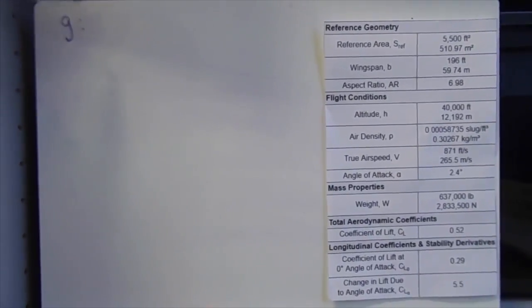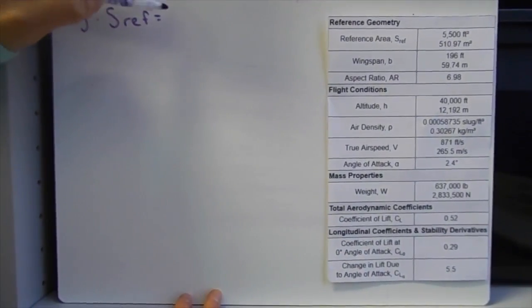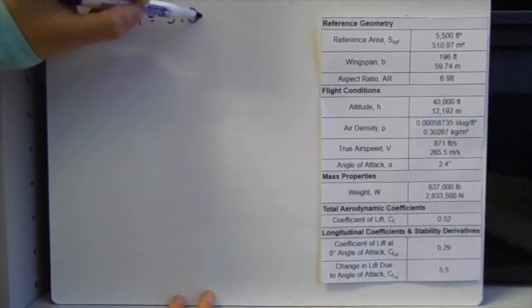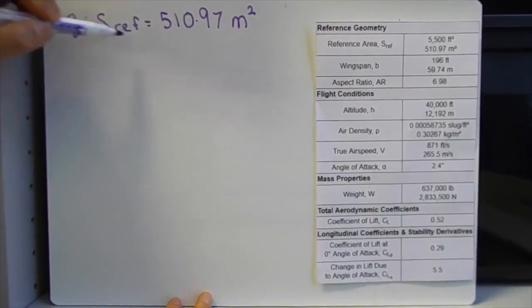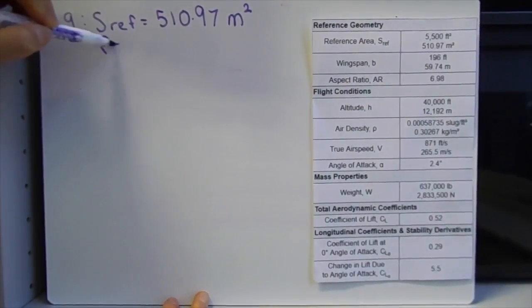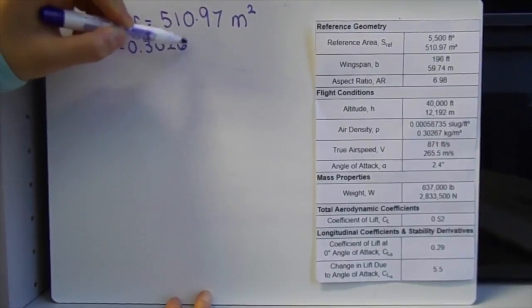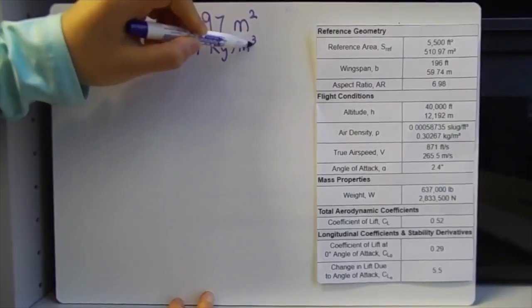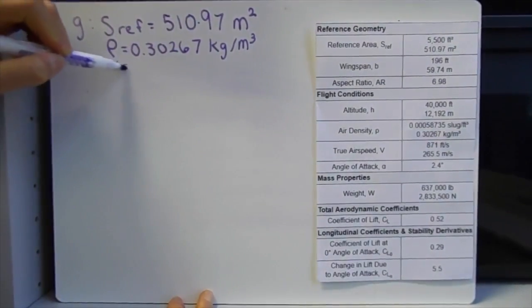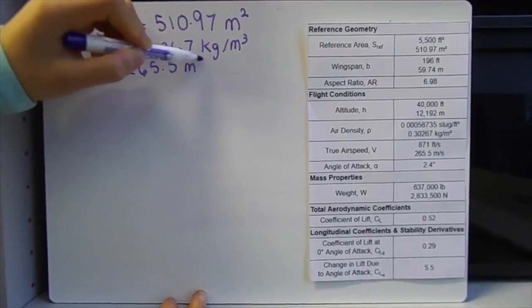Now we are going to use this equation to do a practice problem. This report provides the following information for a Boeing 747 during a high-altitude cruise. So first, let's write what is given in this problem. The reference area, SREF, is 510.97 meters squared. The density, rho, is 0.30267 kilograms per meter squared. The velocity is 265.5 meters per second, and the coefficient of lift is 0.52.